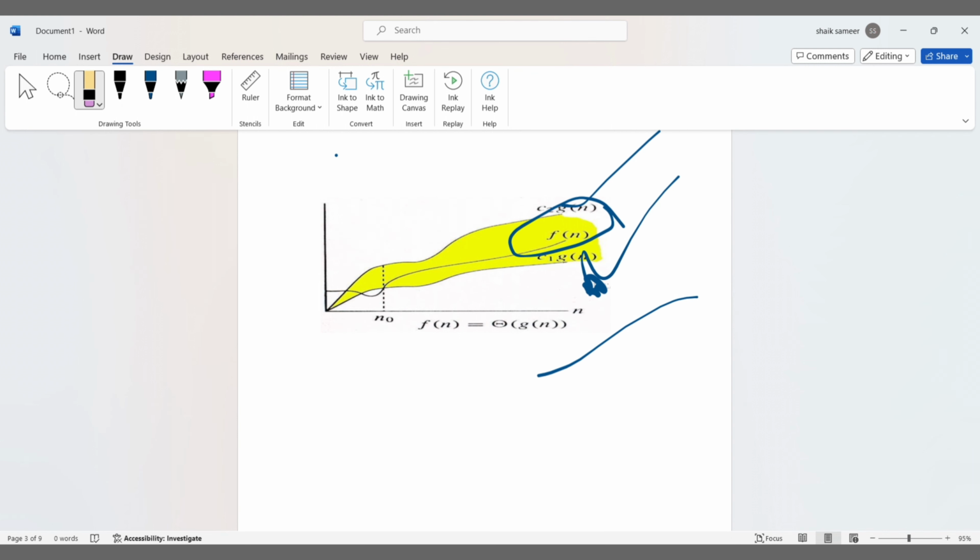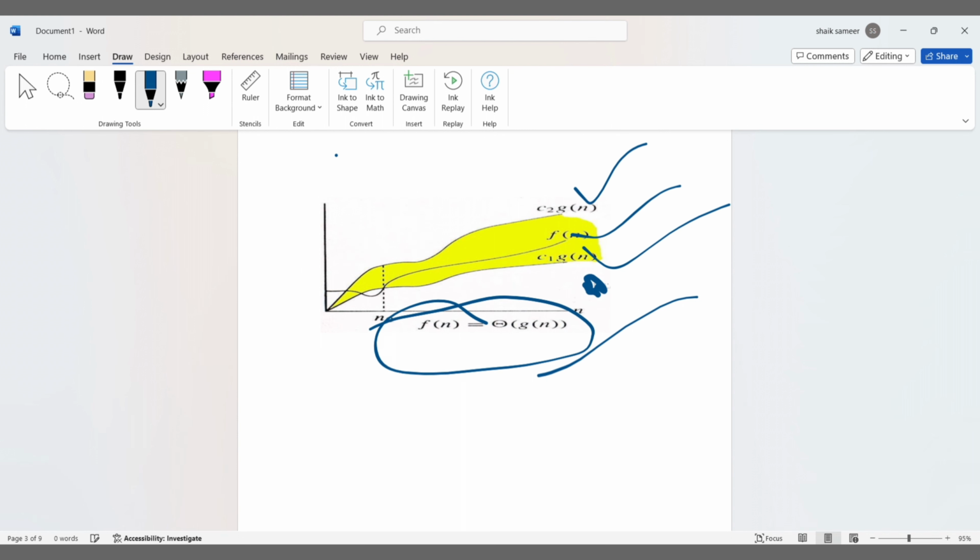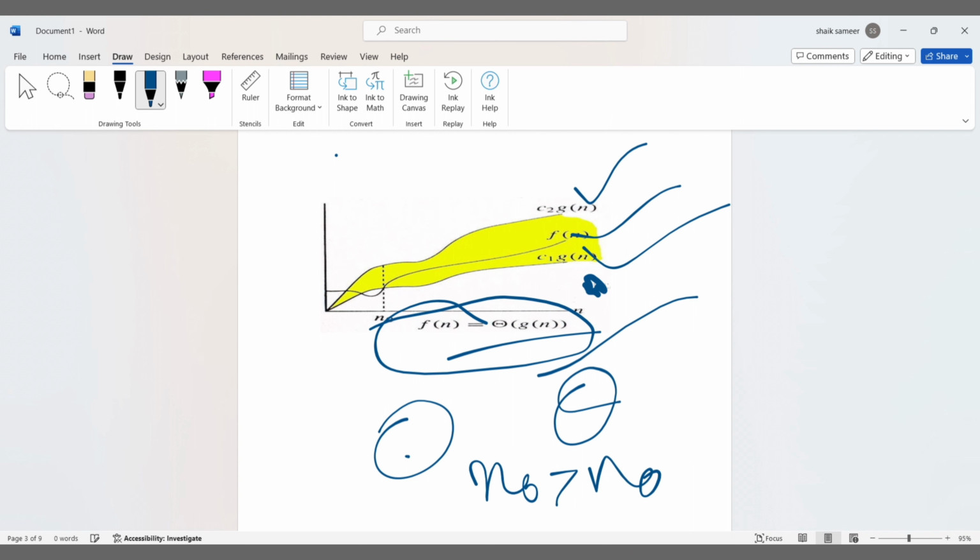If you observe this graph carefully, you can see C2 into g of n, f of n, and C1 into g of n. So f of n equals theta of g of n, for all n greater than or equal to n naught. So this condition gets true. With this we have completed big theta notation. In the next video we will solve one problem related to big theta notation.